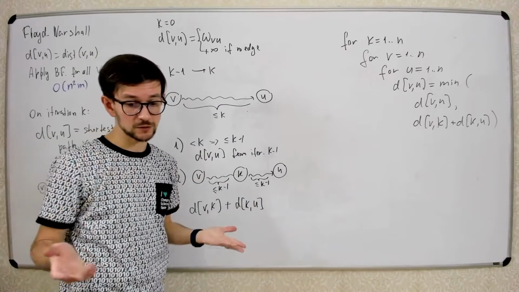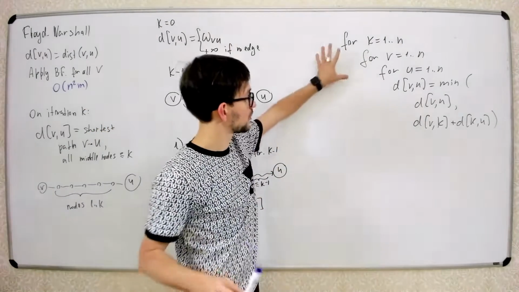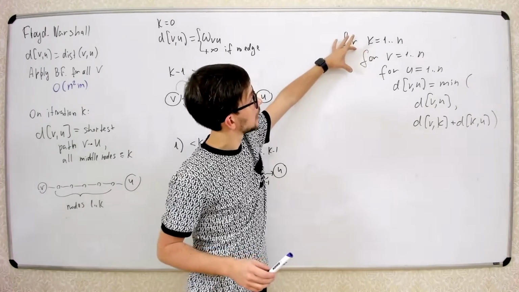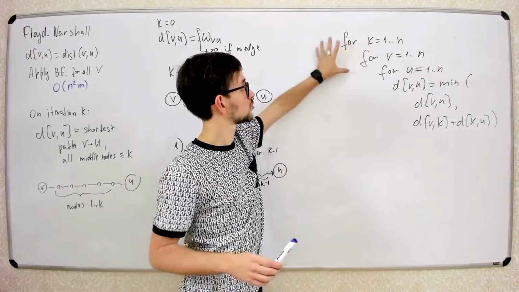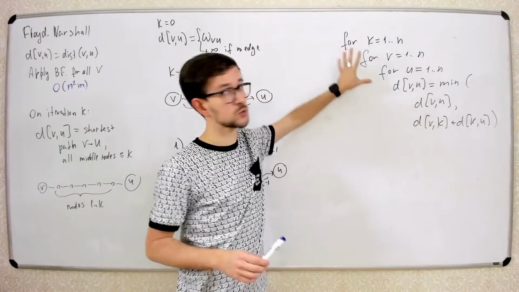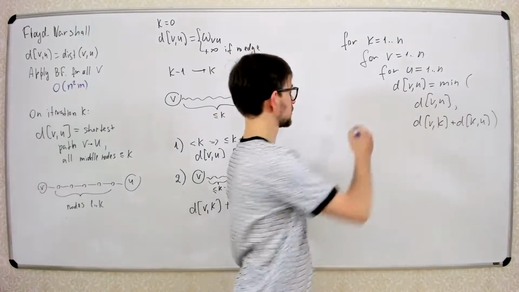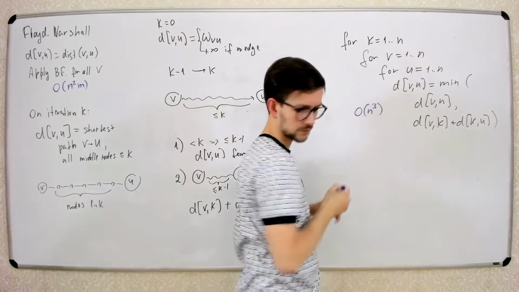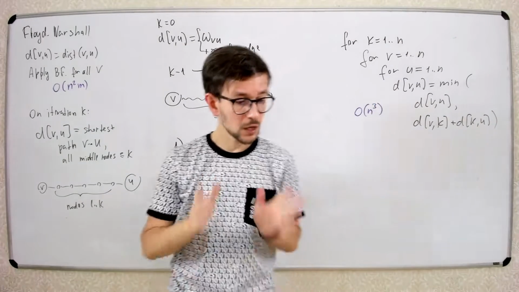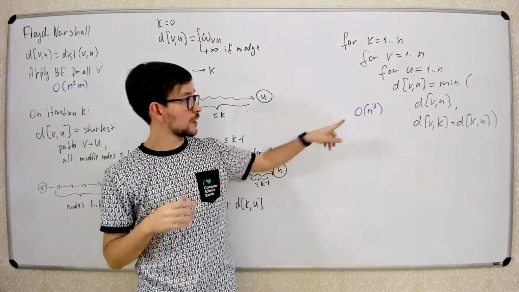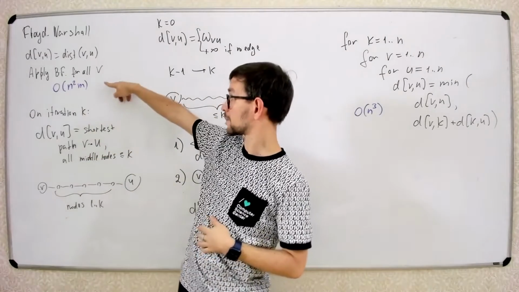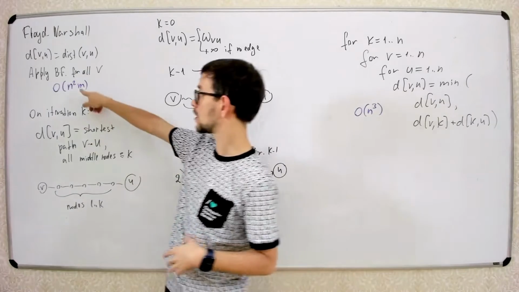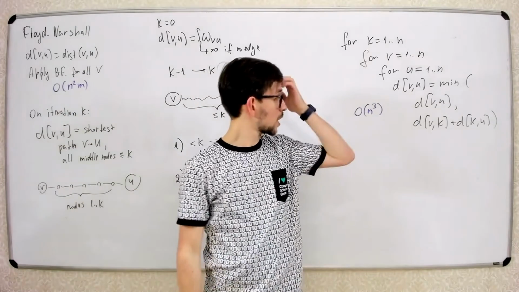What is the time complexity here? Time complexity is very simple. You have 3 loops. Each loop makes exactly n iterations. So the total number of iterations of these 3 loops will be n cubed. That's good. That's better than just applying Bellman-Ford n times, right? Here we have n squared m, and here we have n cubed.